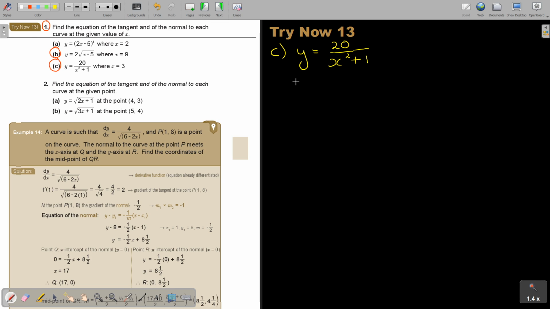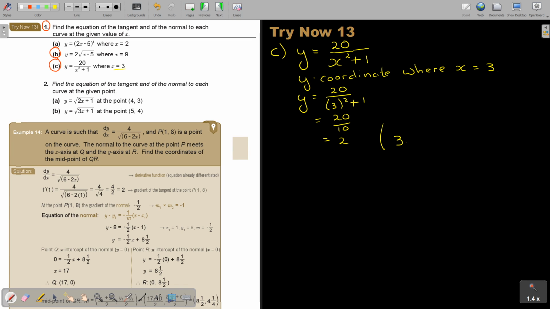So again, we are going to start by first finding the y coordinate. We have the x value, but we must find the y coordinate where x is 3. So I just substitute in the original equation. So it's going to be 20 over 9 plus 1, over 10. So it's going to be 2. So what is that point? 3 and 2. That is the point where we must draw the tangent.